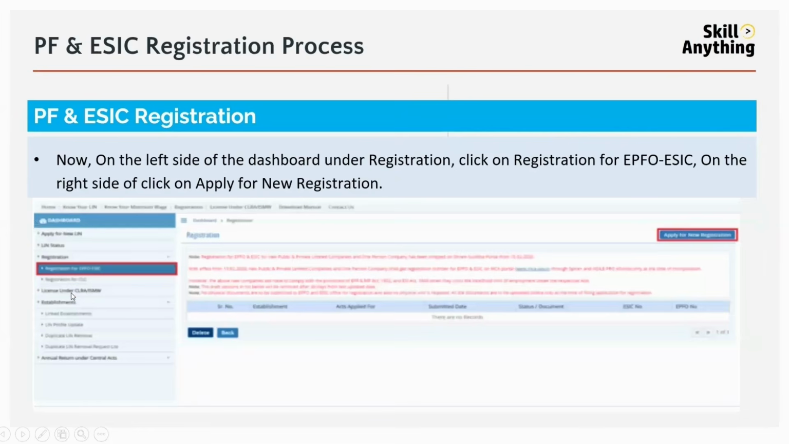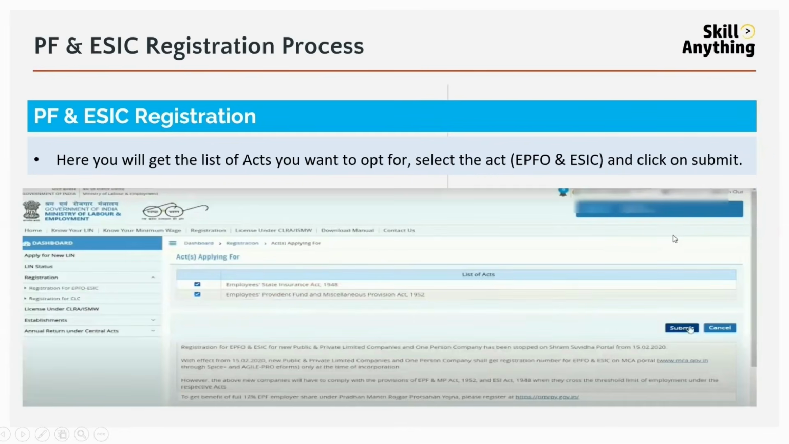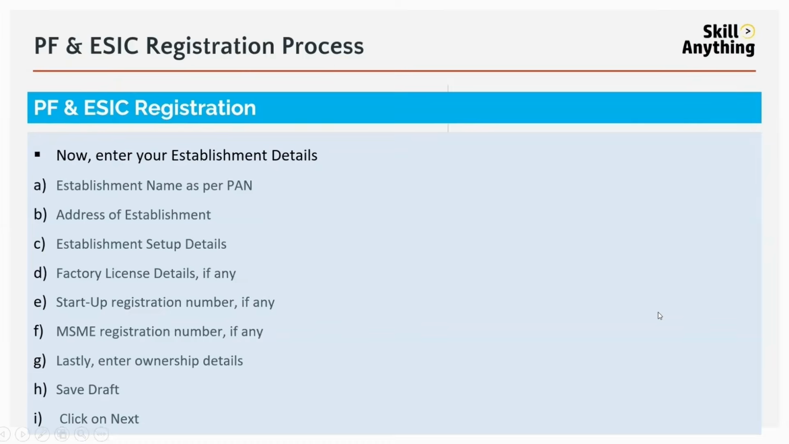In the registration tab, you have to click on registration in EPFO and then apply for new registration. After clicking apply for new registration, this screen will appear and you have to select if you want employee state insurance, or only PF fund, or both. If you want both, you have to select both and then submit. If you want to register only in PF, you have to select PF and then click on submit.